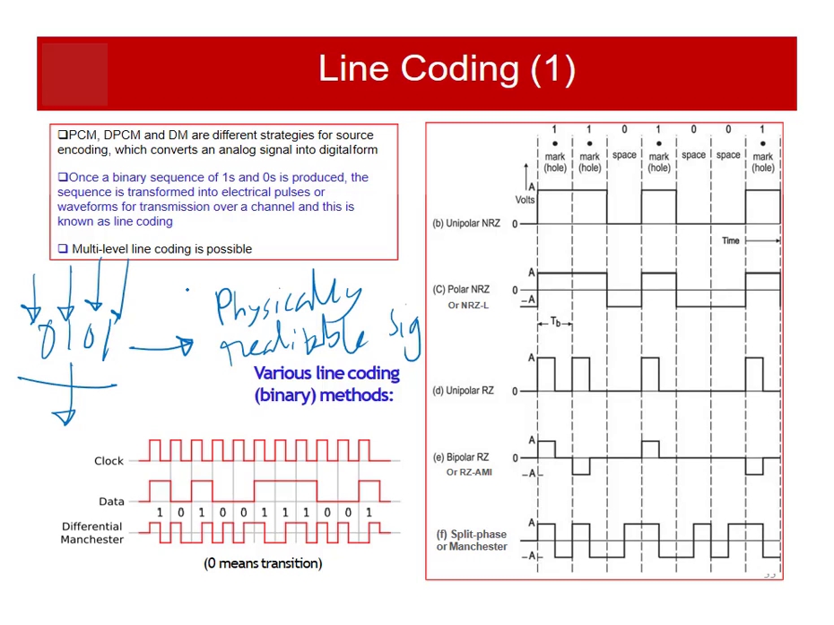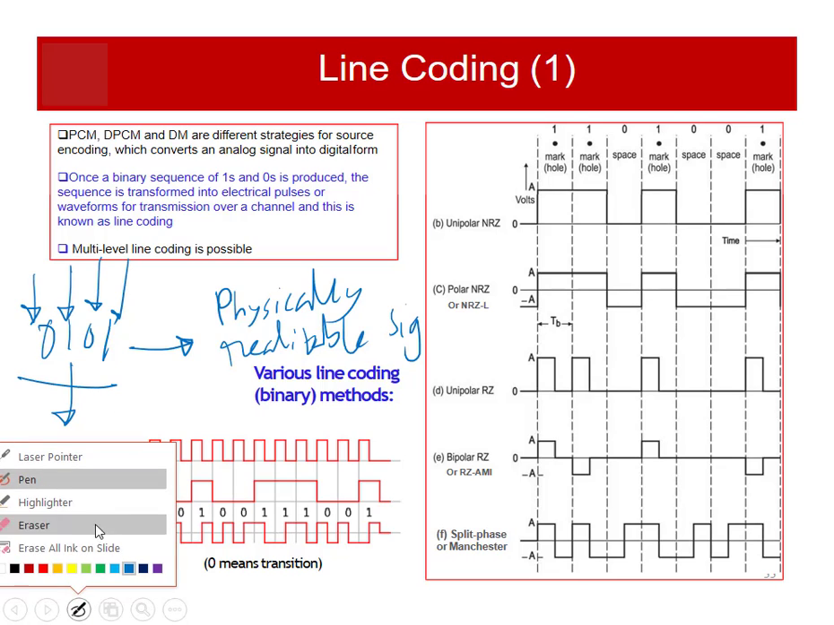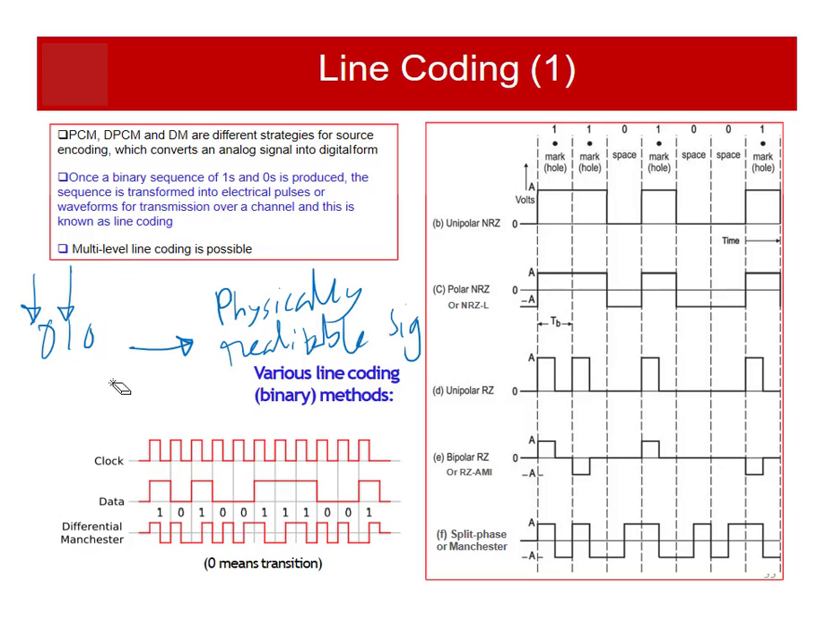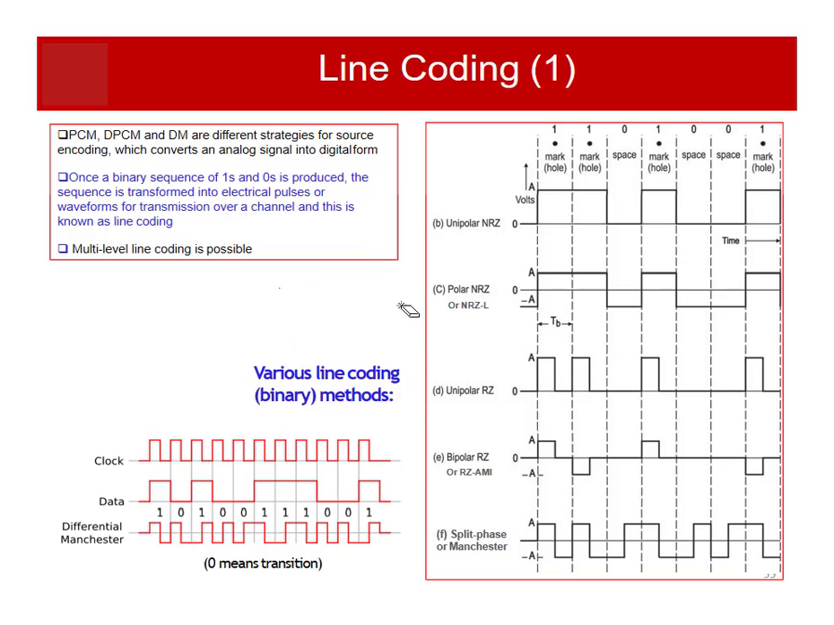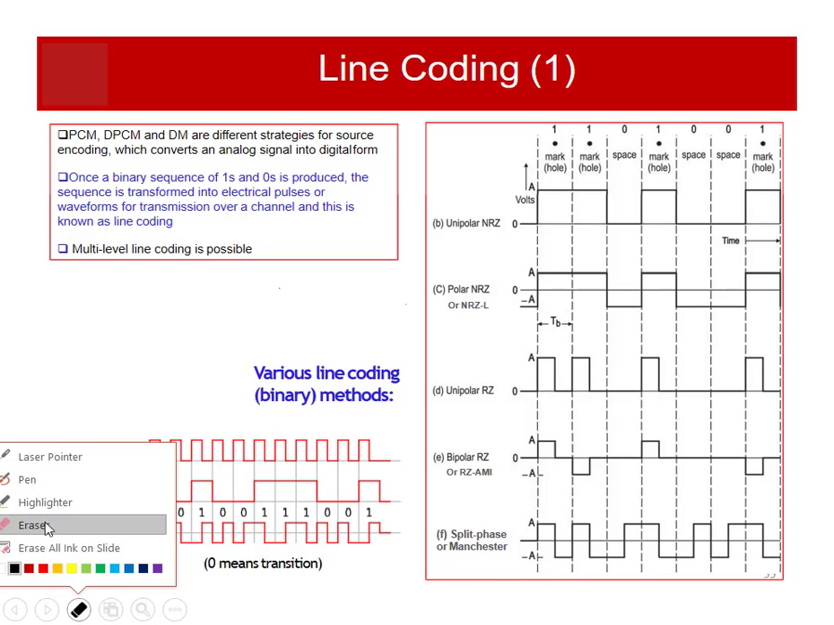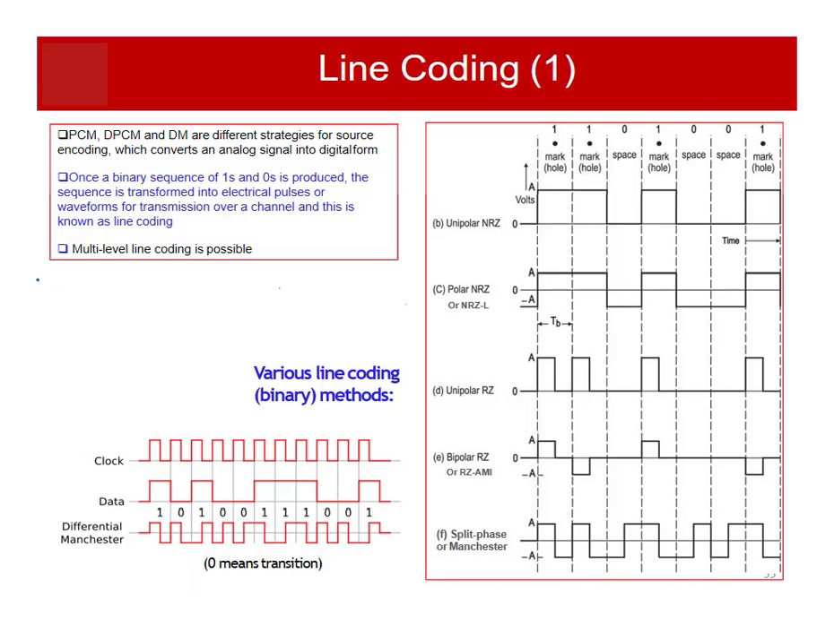So let's see how we can do that. The most common thing that we can think of when converting this digital sequence into a physically realizable signal is that when the sequence is 1, it has high amplitude, and when the sequence is 0, it should have low amplitude. Some of you may have worked with Arduino. In those cases, 0 means 0 volt and 1 means 5 volts. There is no restriction that we can't do that.